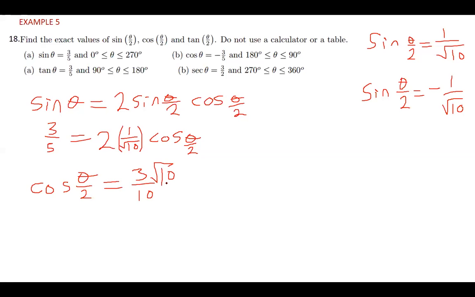Okay, these answers look very strange. Let me just try to prove them using the calculator. So we said sine theta over 2 is equal to that. Okay, just wait for a moment. Let me just see whether the answers are correct. So this is giving us that. So I'm getting that.